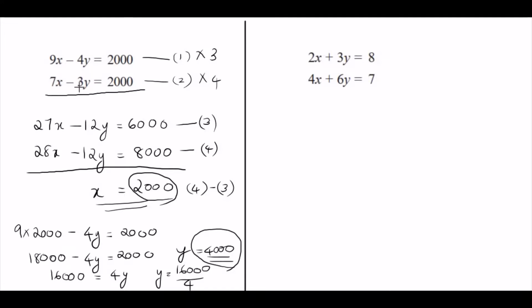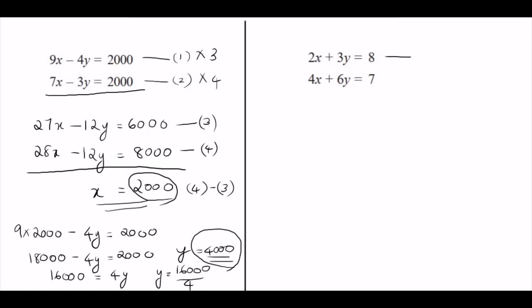Here I've tried to eliminate the y variable, so I made the coefficients of y the same, and after that you either add or subtract the equations, whichever is favorable for eliminating that variable. And then you get an equation in one variable. Here we have got it easily. So after getting the value of x, just substitute in any one of the equations and get the value of y.